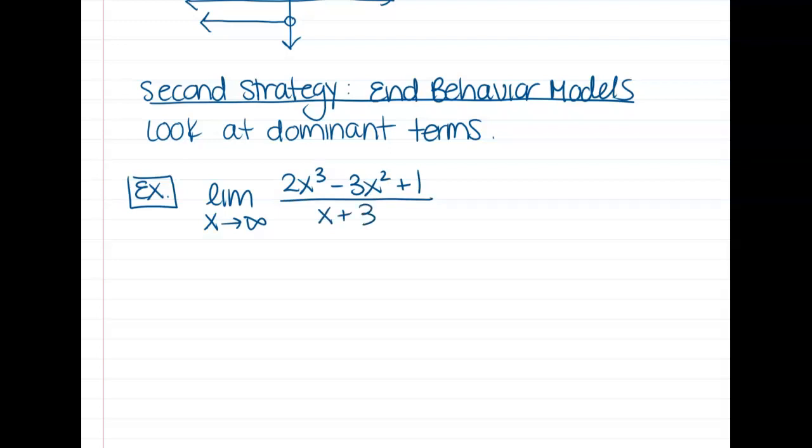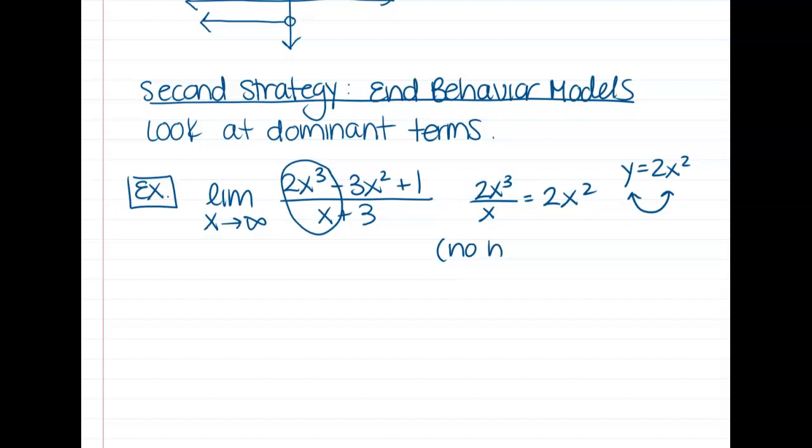As x goes to infinity, as x gets really, really big, the only terms that matter are these leading terms, 2x cubed and x. So then our end behavior model, 2x cubed over x, is 2x squared. So it's the function y equals 2x squared, which is a parabola. And if our end behavior is a parabola, then we have no horizontal asymptotes.